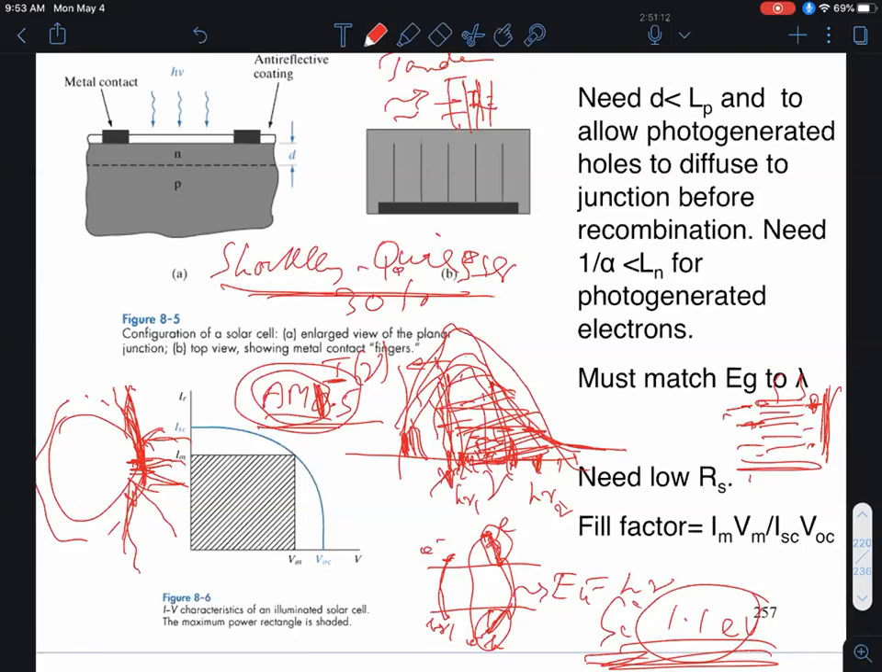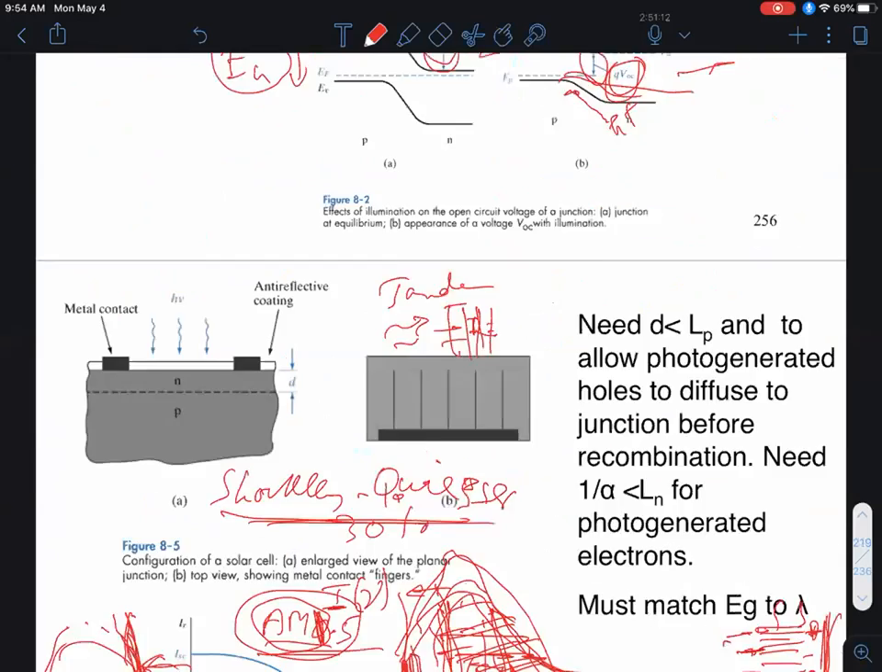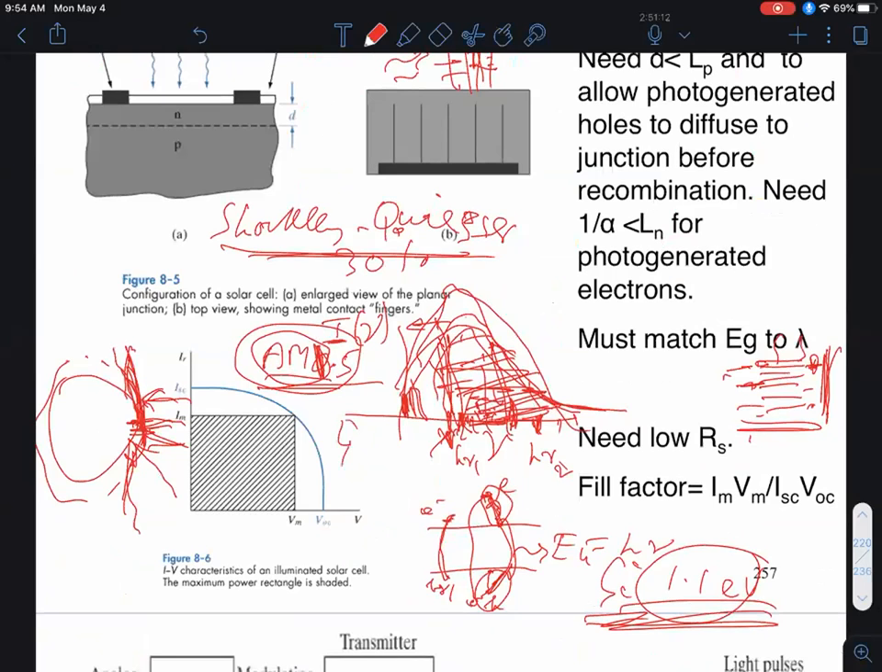Now let's look at the structure of the solar cell and see what the issues are, okay? So here, I'm looking at the IV of the solar cell, but I've flipped it by 180 degrees. So that's what I'm showing in the fourth quadrant, okay? But it's flipped upside down. So once again, that's my short circuit current, and that's my open circuit voltage.